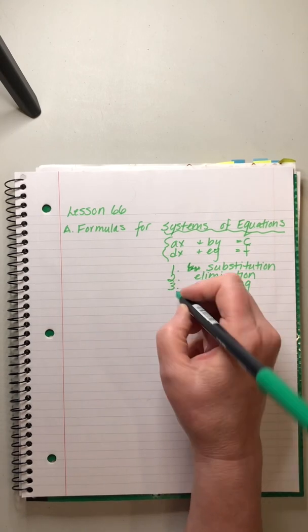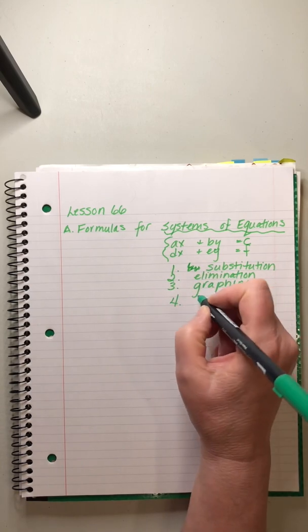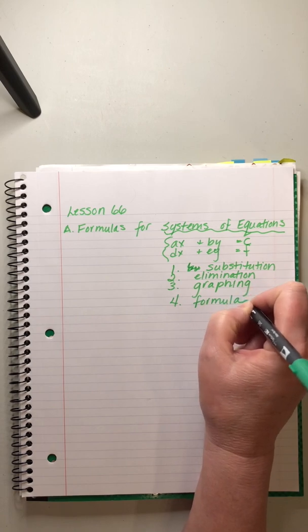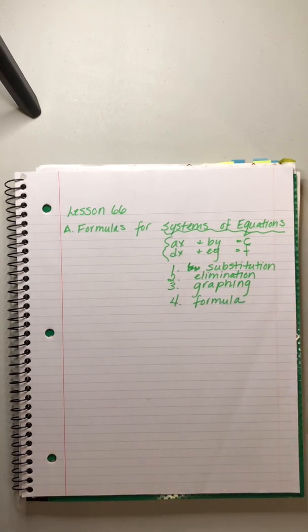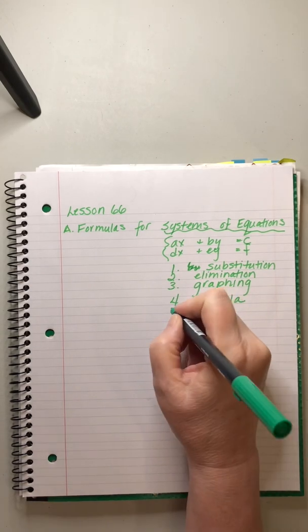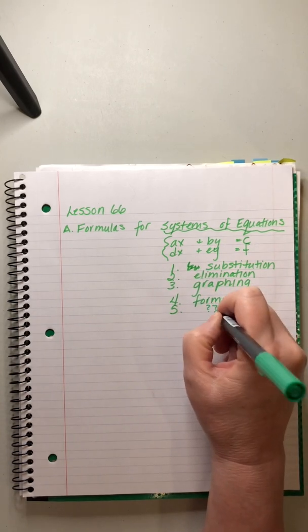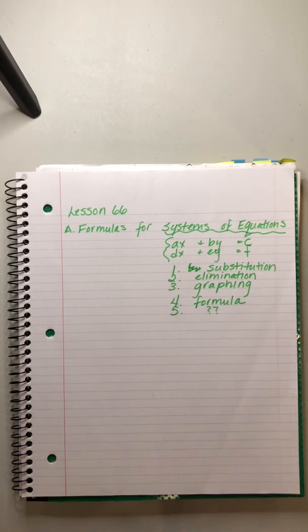Today we're going to learn a fourth way, and that is by formula. We're going to derive a formula that we can use to solve a system of equations. And very soon, we're going to learn the fifth one. I'm going to leave it a mystery for now. I really like the fifth one. It's fun.